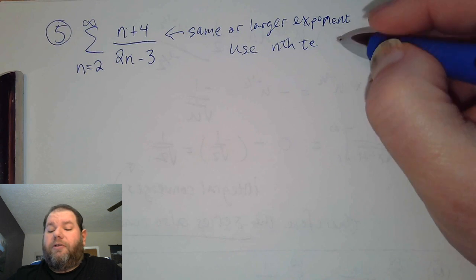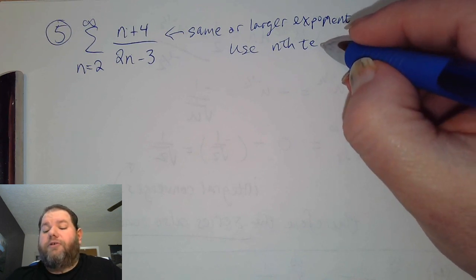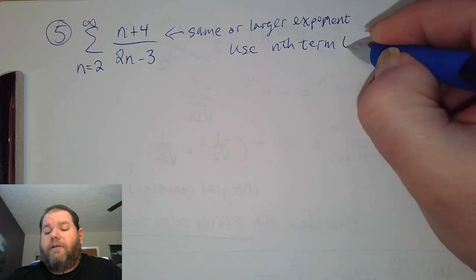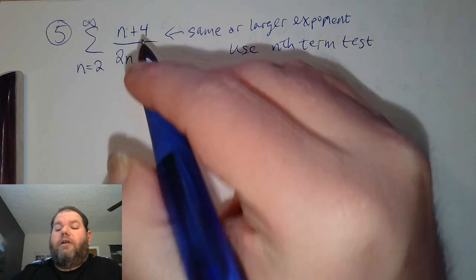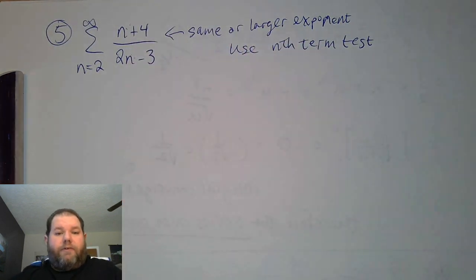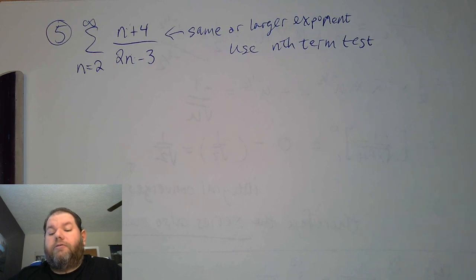If we have the same or larger exponent on the numerator, we should use the nth term test. And this is n to the first, and this is n to the first, so that's exactly what we should do here. If the larger exponent's on the bottom, then we'll use the limit comparison test. And we'll talk about that in a second, on number 7.